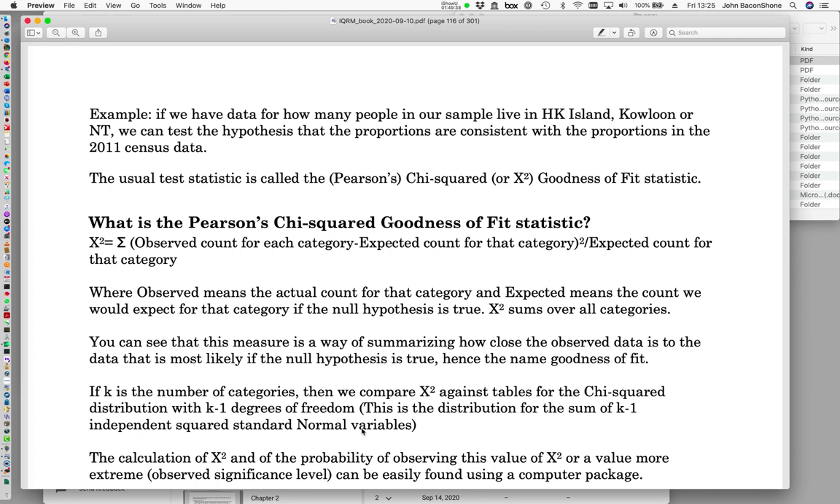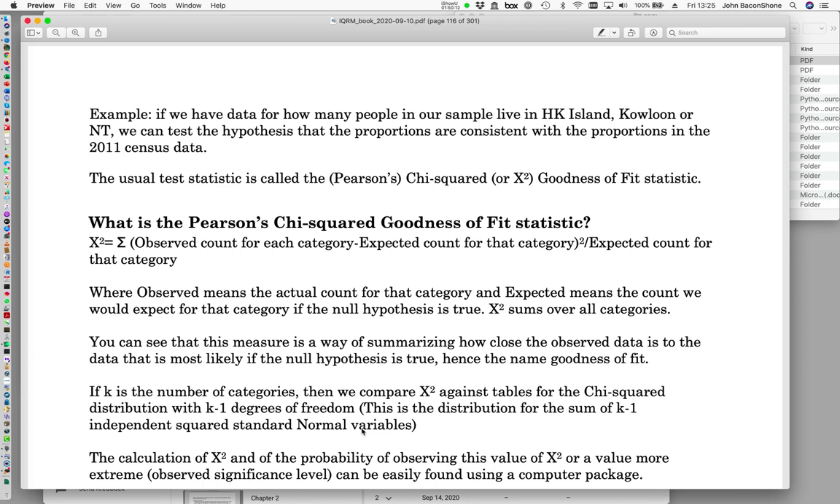Now notice I said X squared of 0 is consistent with the null hypothesis. In fact, people have sometimes been able to detect cheating in research by checking the X squared value. If the X squared value is too small, that also is a bit suspicious. There are data sets where people had X squared values of 0. That means there's a perfect fit of their data to the null hypothesis, so that's a bit suspicious.